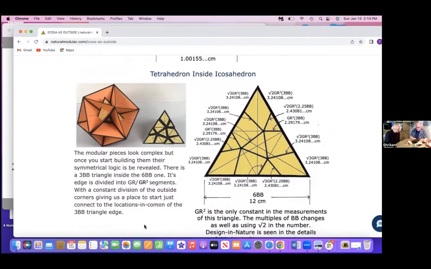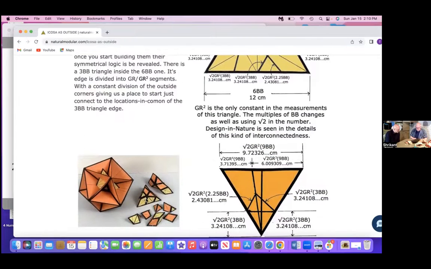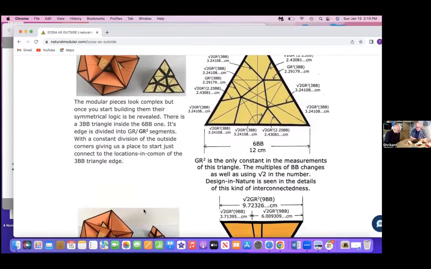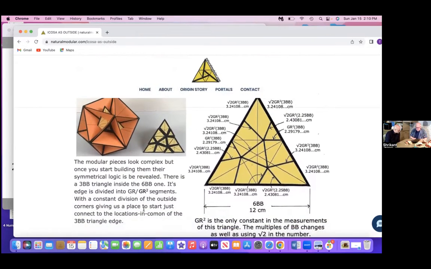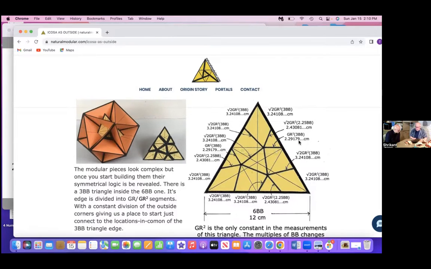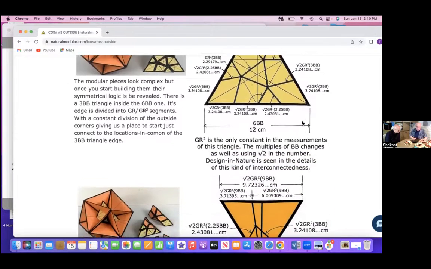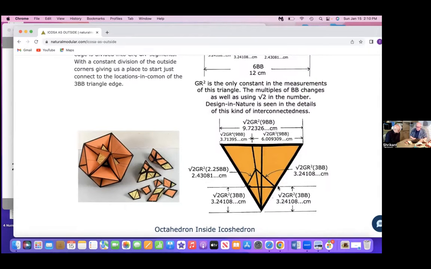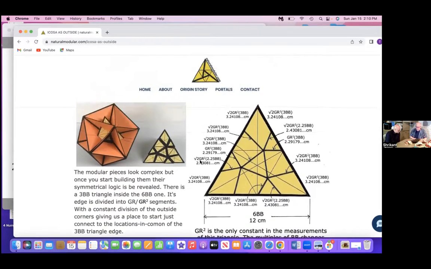So once again, the tetrahedron, it's just amazing how it divides up. And the only constant is the square root of 2. And then you can see here that the BB changes. Here's 2.25, and 3 is the square root of 3, golden ratio to the third power. And here once again is how you divide the top with the golden ratio, and that gives you this line here. And then we know these two lines because we've had this up here.